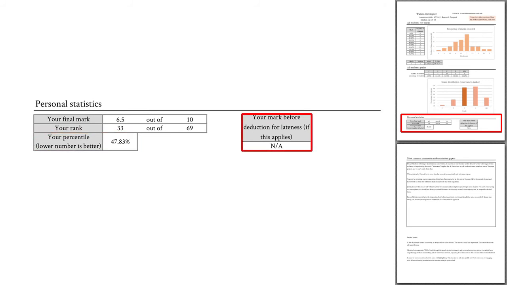Now, if you handed your assessment in late and there were marks deducted for lateness, you'll find this in the little box on the right. Here is your raw mark before a deduction was made for lateness. So there's transparency about how many marks have been taken off, and you can see that very clearly in the box there.